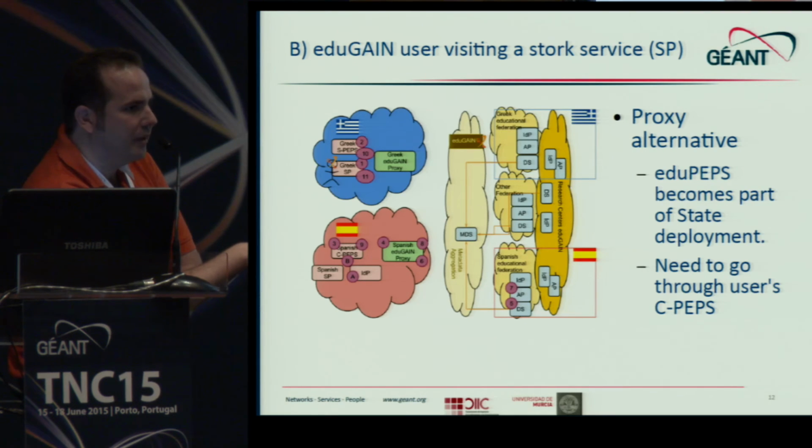authentication of the user to know that it's a legal user, and then it would be sent to the eduGain proxy, and again we have the selection mechanism to recover our attributes, and have again the translation from SAML int to SAML Stork and the attributes. There is a need to go through the user's CPEPs, as I say here. So with this, we would have integrated the eduGain world with the Stork world.